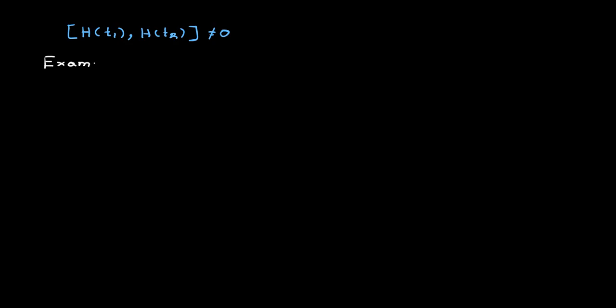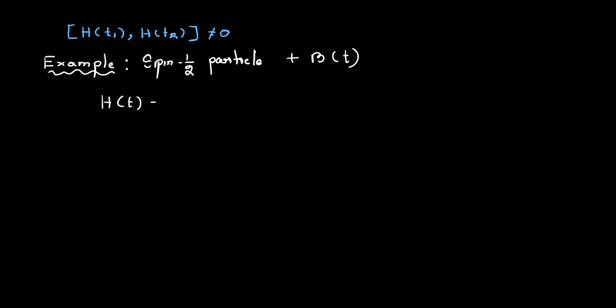In this example, we will consider a spin half particle, and this is the example that is always used and is very simple to understand. So a spin half particle interacting with a magnetic field. There is a spin half particle and there is an external magnetic field that is a function of time. So in this case, the Hamiltonian is a function of time because the magnetic field with which the spin is interacting is changing with time. So this is your Hamiltonian.